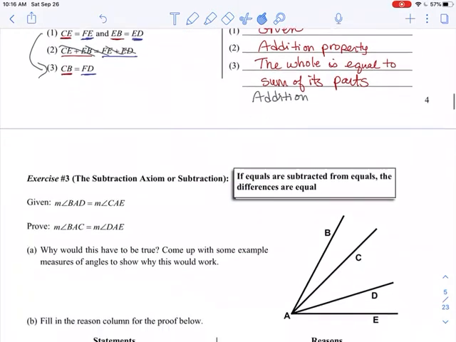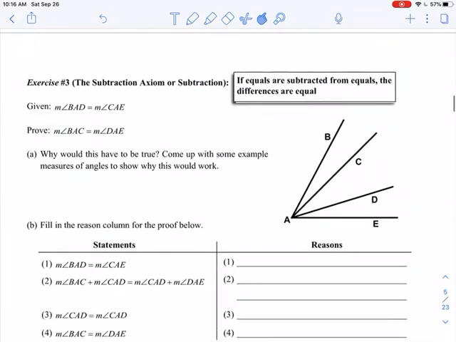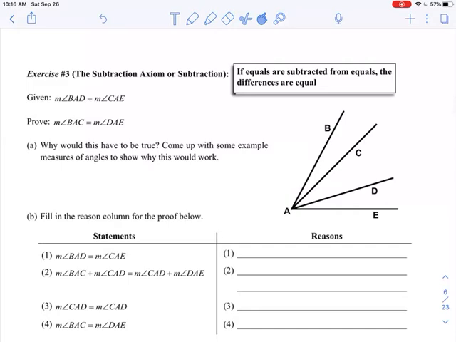Let's do another one with angles, and then we're just going to talk about vertical angles, and that's it for today, so it's not too long. So the angle one works the same thing. If you have angles and you add on angles, the sum is going to be equal. But let's actually talk about subtraction when we're doing angles. And I can subtract with line segments also. But if equals are subtracted from equals, the differences are equal.